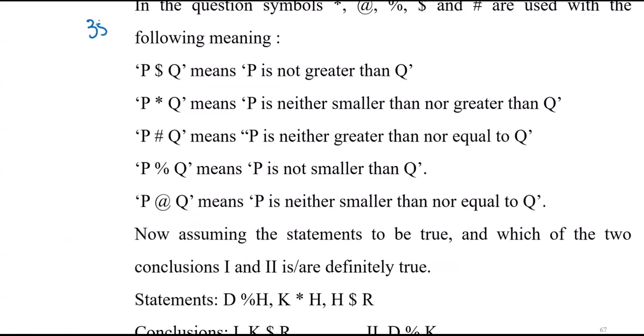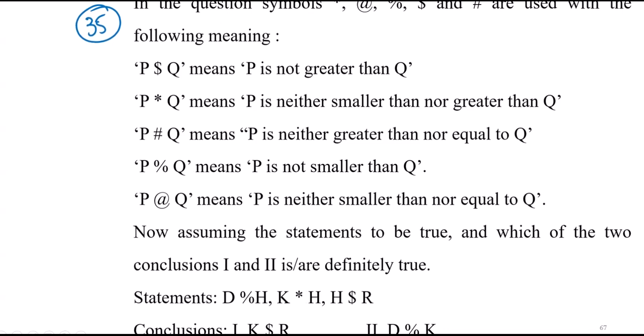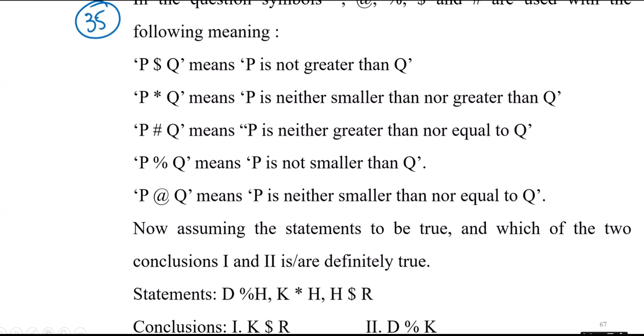Now look into this, question 35. They define symbols. Directly in the exam, don't waste your time. So percentage means what as per this question? Not smaller than, means D is either greater than or equal to H. Next, K star H, neither smaller nor equal, means K and H both are equal. So H equals K. In fact, there is no discussion in the conclusions related to H.